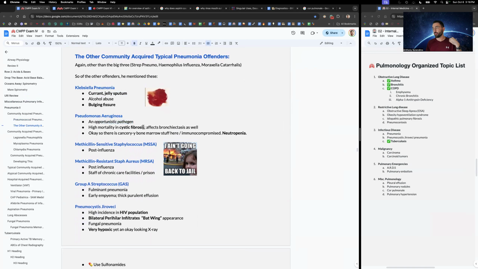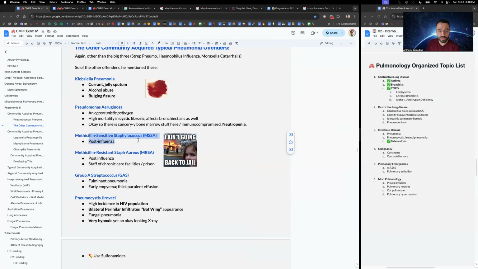Opportunistic. You're going to think of this if somebody steps on a nail and it goes through a dirty shoe, you're going to see this in soil. Diabetics are at risk for this, but then cystic fibrosis as well. This is an opportunistic infection for patients with cystic fibrosis. I think you can get this in the HIV population too.